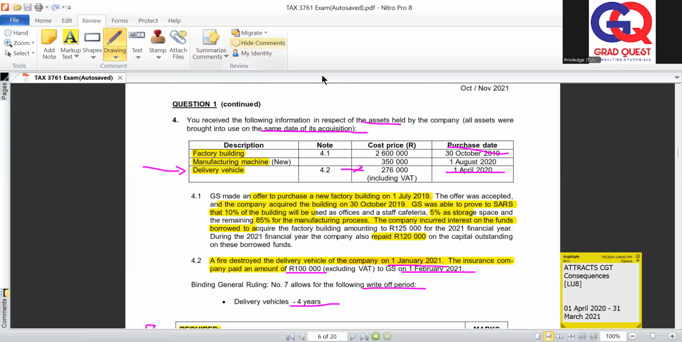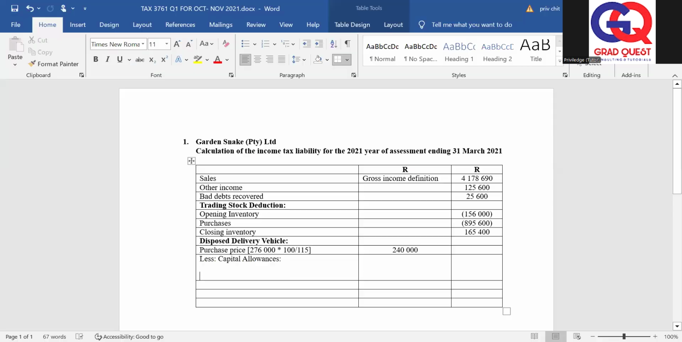So to account for the capital allowances over this asset, we need the purchase price of 240,000, excluding VAT, obviously, and then that value has to be multiplied by 50%. And why we are multiplying by 50% is simply because we are applying Section 12E capital allowances. So 240,000 times 0.5, or 50%, gives you the amount of 120,000 rands. That 120,000 rands has to be subtracted from the purchase price.